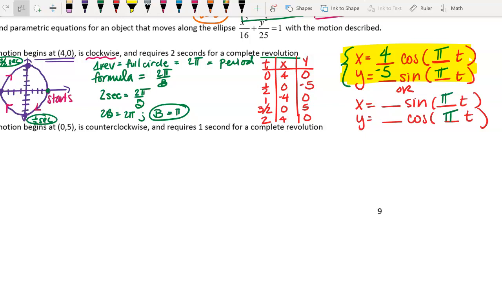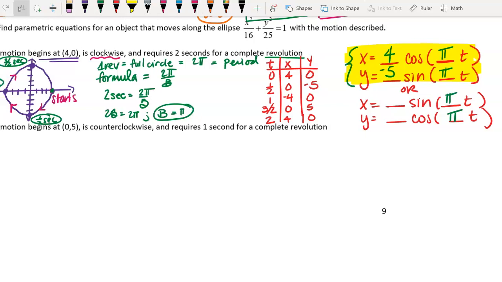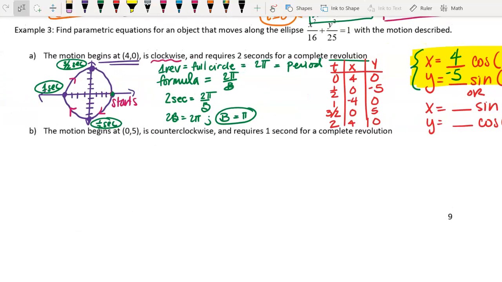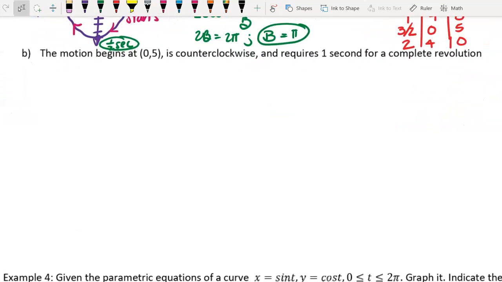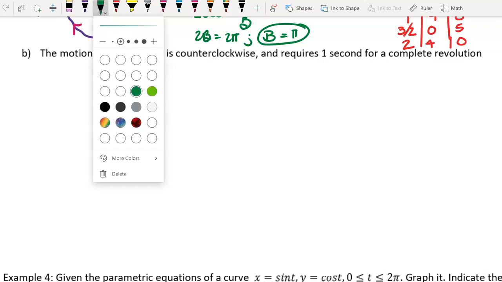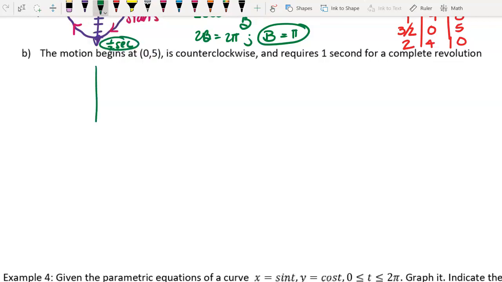All right, B. Eve, can you help us read part B, please? The motion begins at (0, 5), counterclockwise, and requires 1 second for a revolution. Perfect. I'm going to sketch it again because I do need to mark it. So I'm going to sketch the same ellipse as before because it says the ellipse. Go up 1, 2, 3, 4, 5, down 5, right 4, left 4.